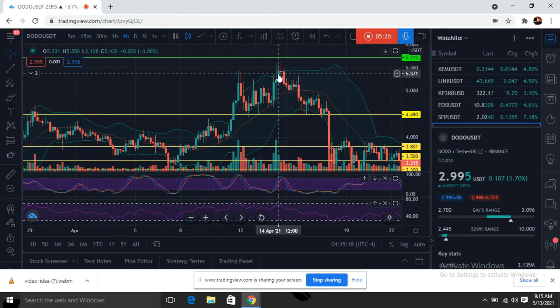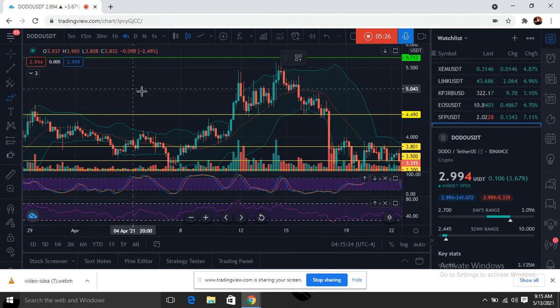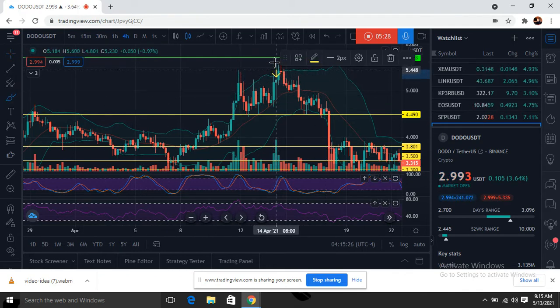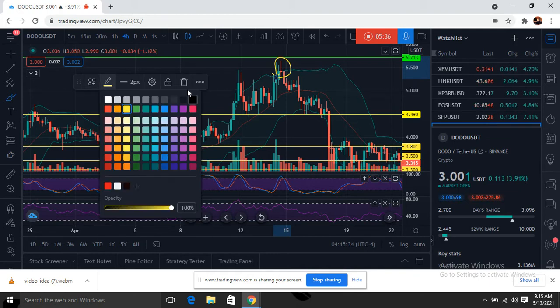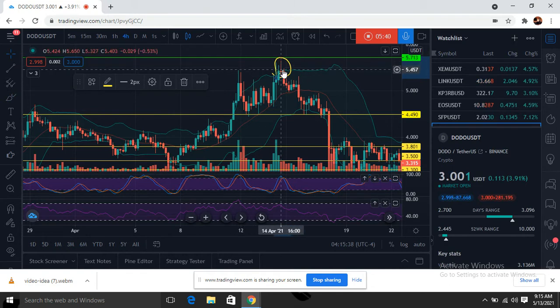A dragonfly doji, a gravestone rather, I beg your pardon. A gravestone doji looks something like this. Let's take this out for some time. I don't think I'll be needing this. Okay, let's do it first. A gravestone doji looks like this, something like this.